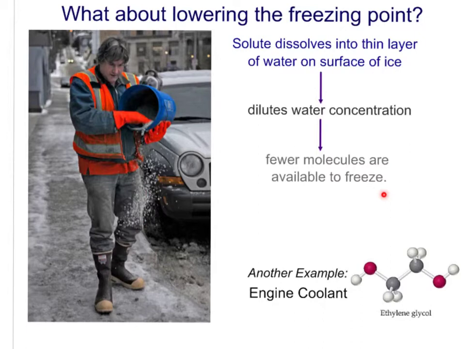Another example where you've seen this would be engine coolant. Ethylene glycol is a molecule that's added, and that helps to protect your engine both from overheating as well as from freezing. It extends that liquid stage longer so that your automobile will be able to go to a little bit higher temperature and be okay at a little bit lower temperature as well.